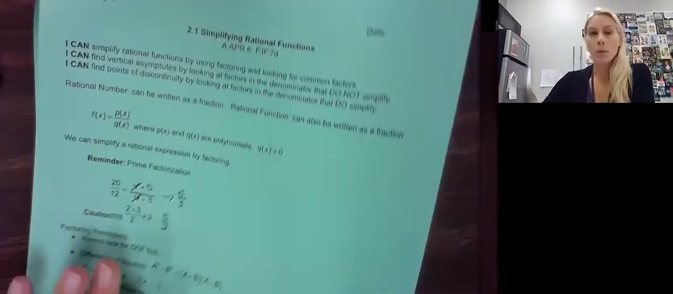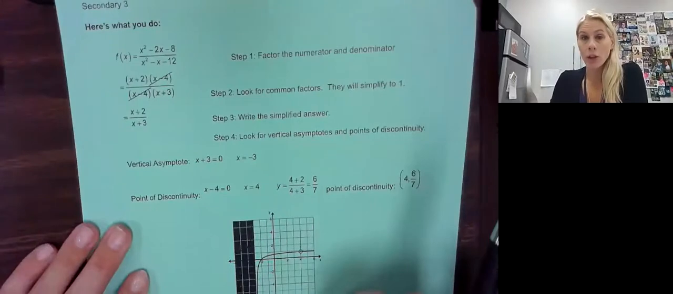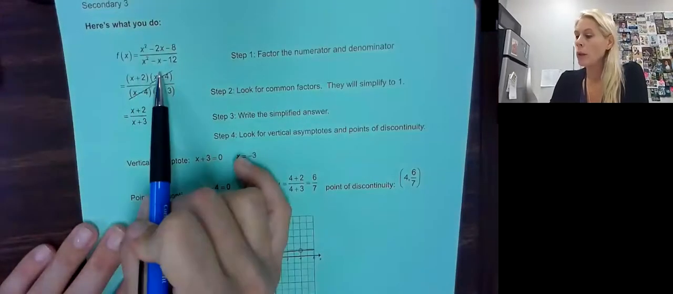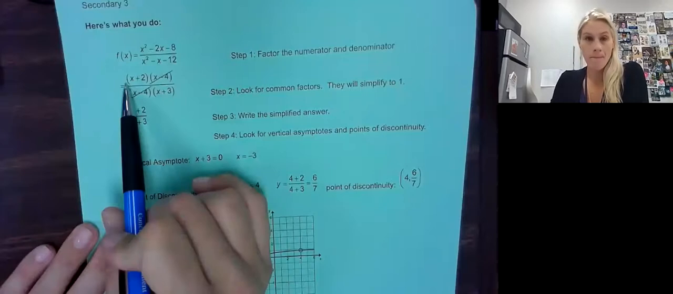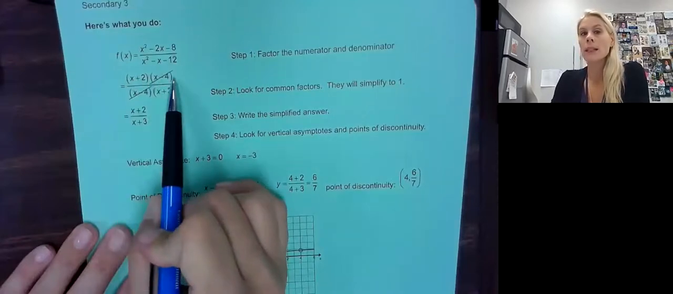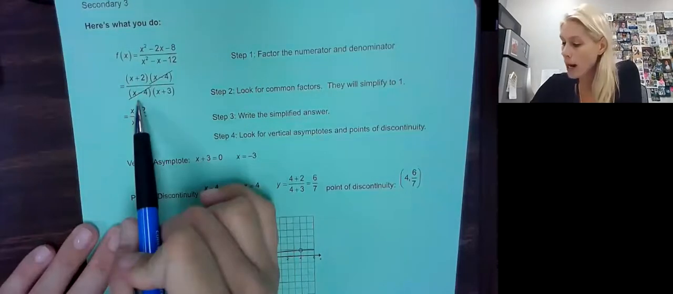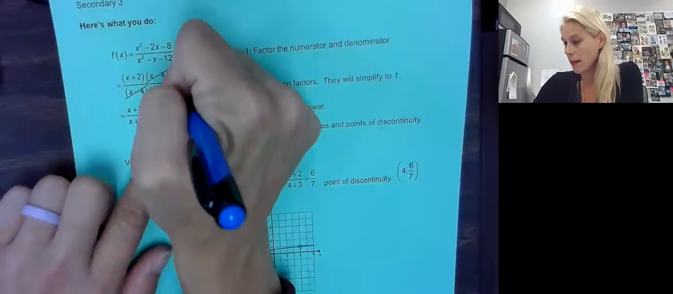Here is an example of how we're going to simplify, okay? So factor first, because that's how we can find our domain restrictions. So when you factor, whether you do box or grouping, on the numerator here, we get x plus 2 times x minus 4. On the denominator, we get x minus 4 times x plus 3. This is where I want you guys to do your domain restrictions, okay?